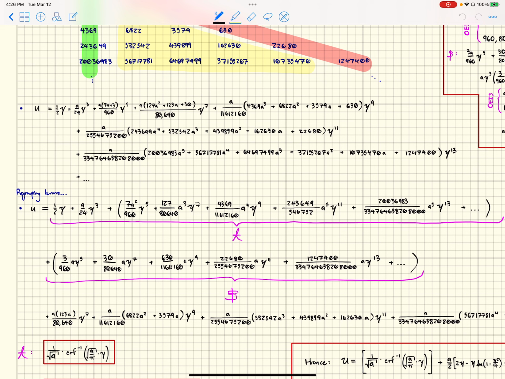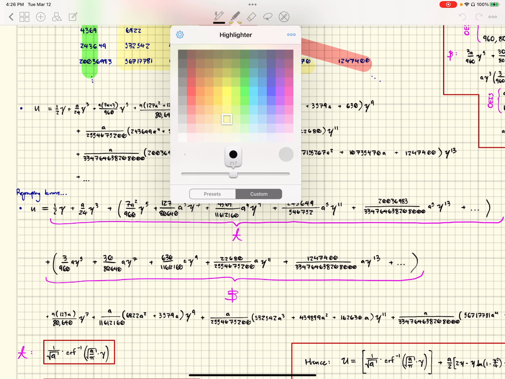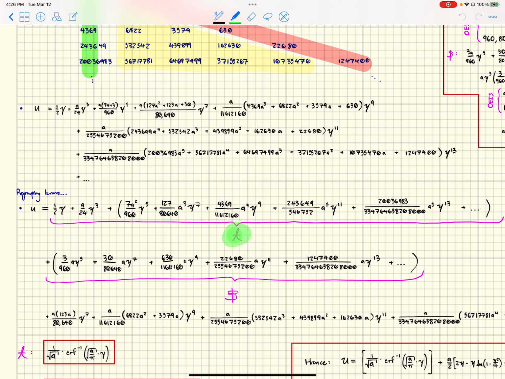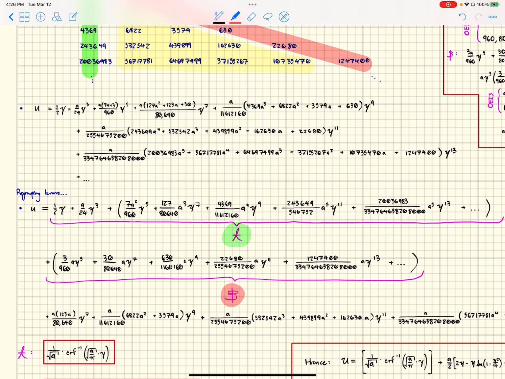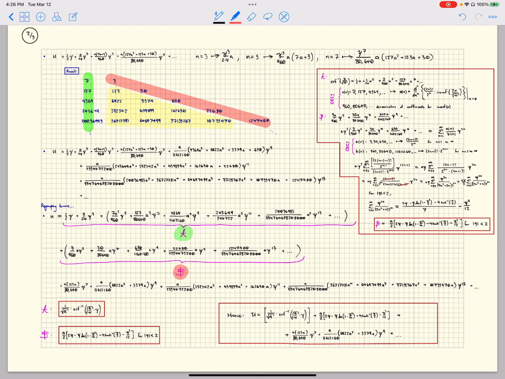And maybe I should say quickly that these terms that I'm calling A, they're the green terms, and then the terms that I'm calling B, those are the red terms in our triangle. But you can group these terms on their own and express these infinite sums as analytical forms. And in fact, I show up here how to solve for these two infinite sums, the A and the B.